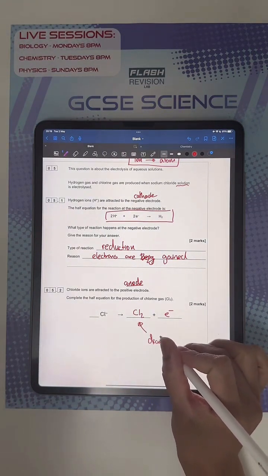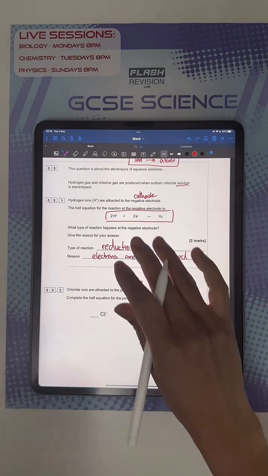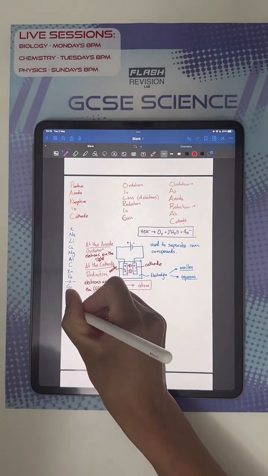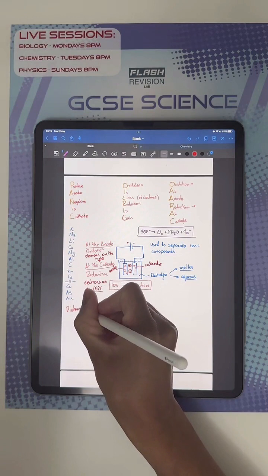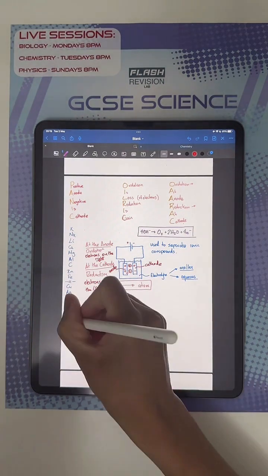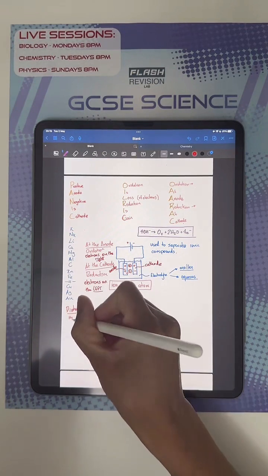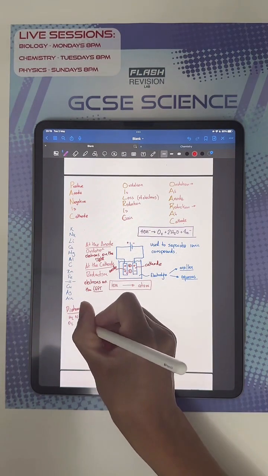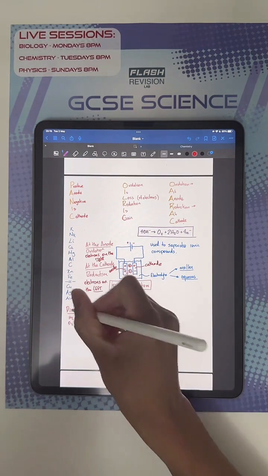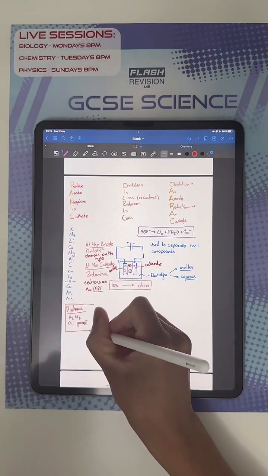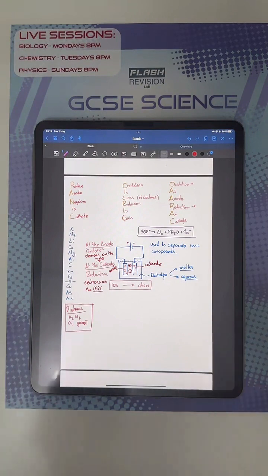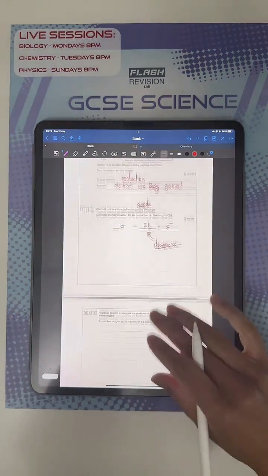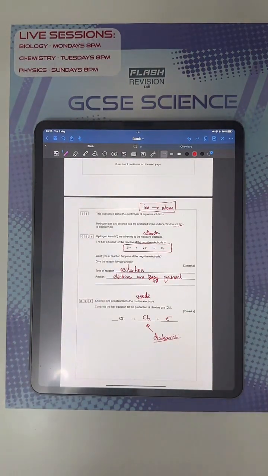So let me tell you guys, the diatomic elements. What we have: hydrogen, nitrogen, oxygen, and all of group 7. All of these are diatomic at room temperature. Those are the ones that will come up in your GCSEs. So here, that's why Cl is Cl2.